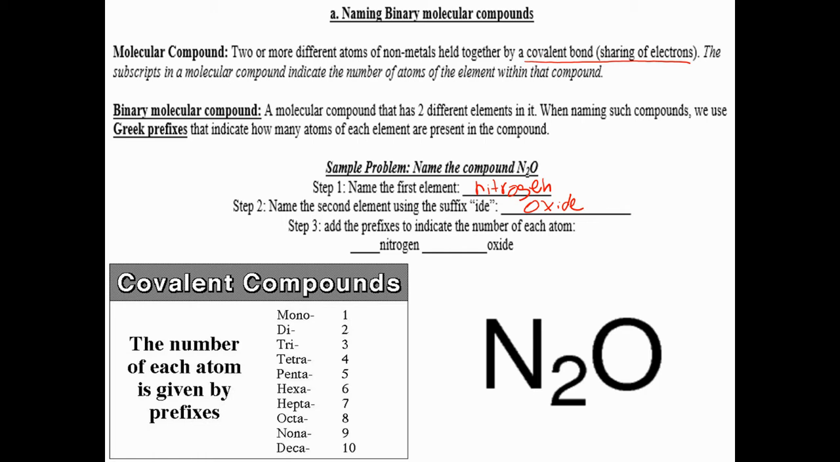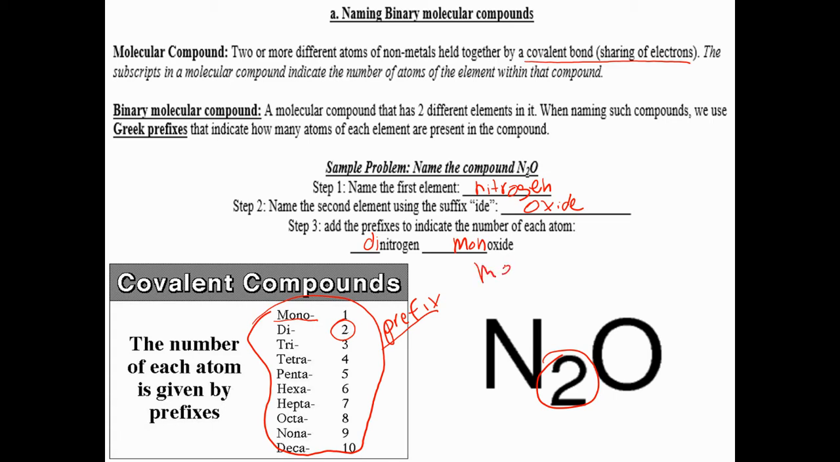But what's different here is that you need to use these prefixes, words that go in the front, Greek prefixes, to identify how many of each element you have. So we have two nitrogens, so it's dinitrogen. And then we have one oxygen, that's mono. So dinitrogen monoxide would be the name for this compound here.